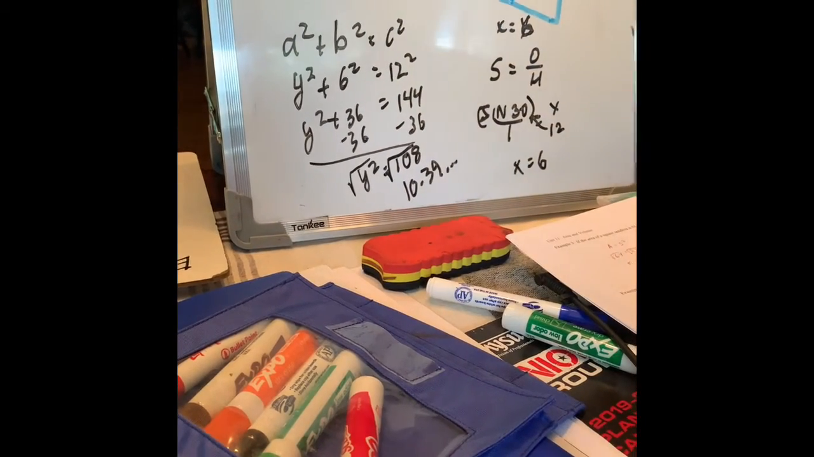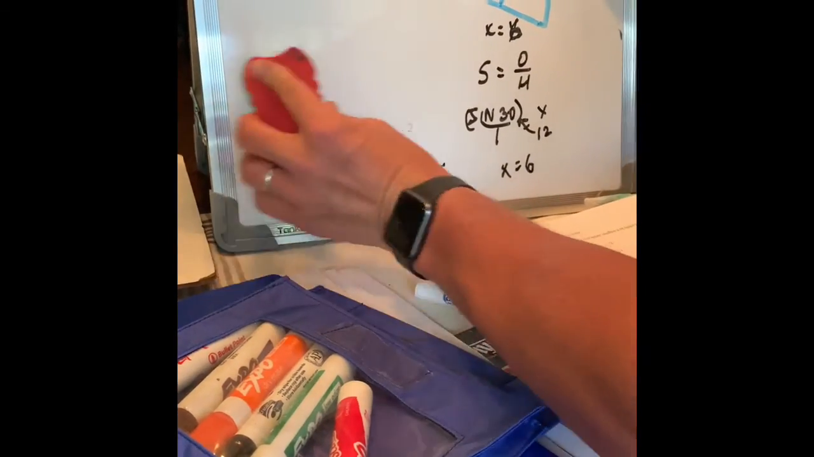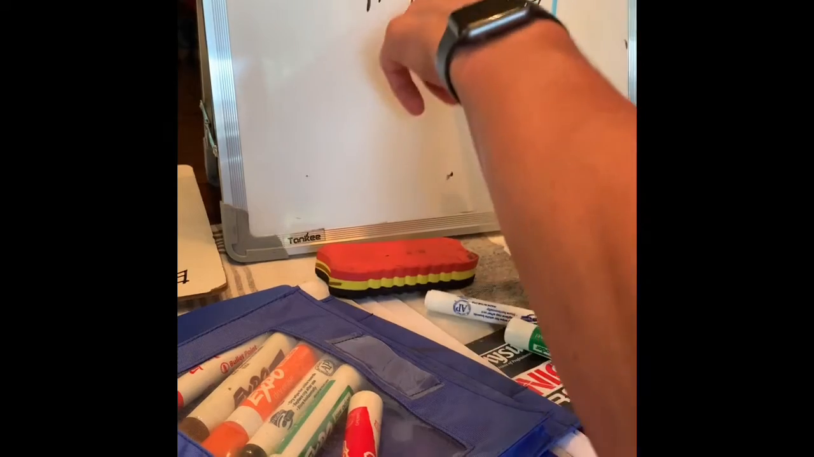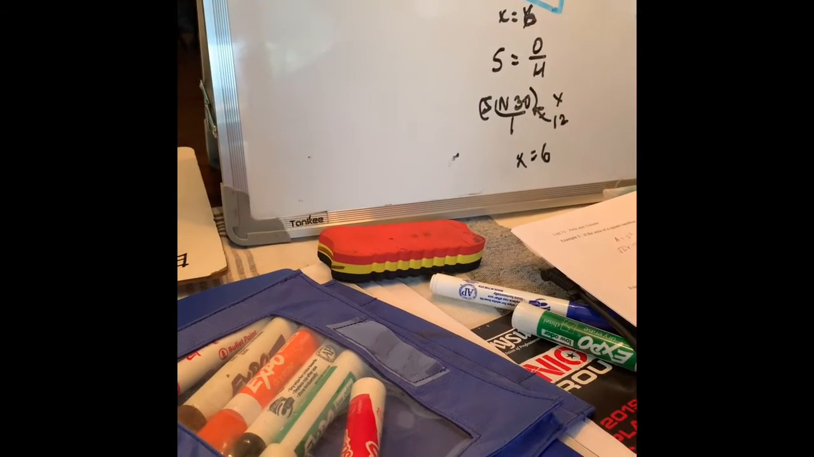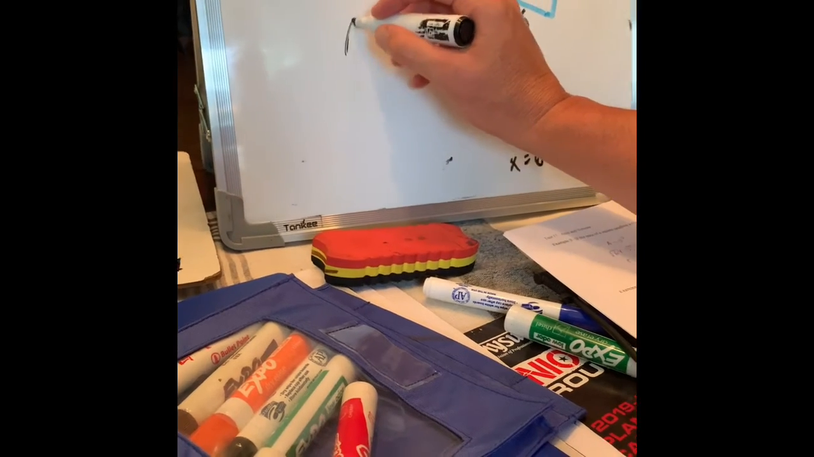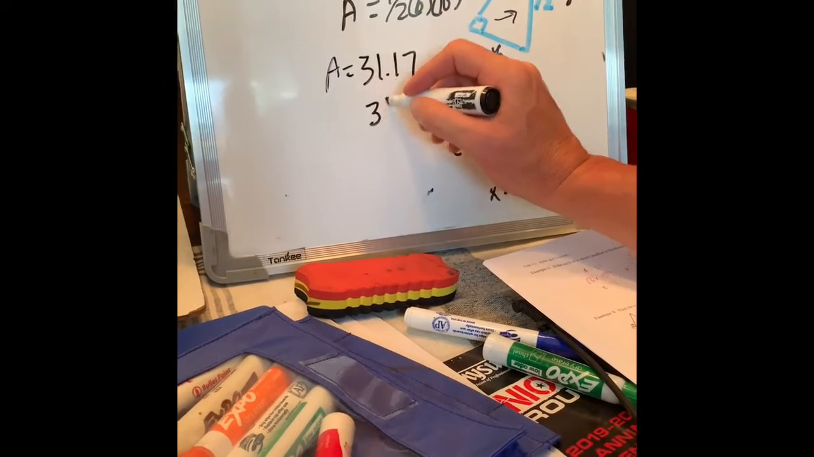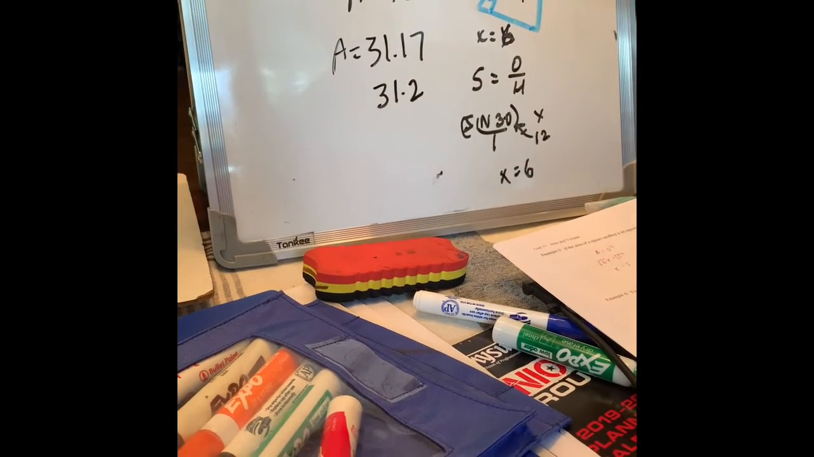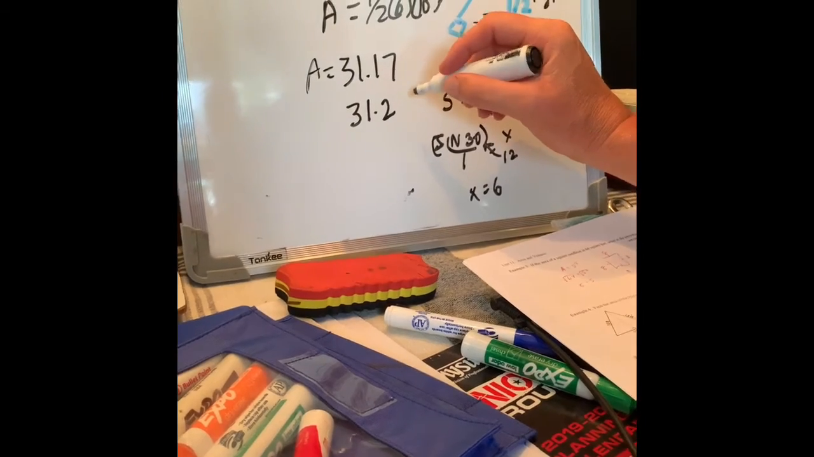I'm going to get more real estate here, so you guys can go back. I'm going to erase this just so you can see what I'm doing here. So area equals 1/2 times 6 times 10.39. And my answer comes out as 31.17. It's said to round to the nearest tenth, so 31.2 centimeters squared.